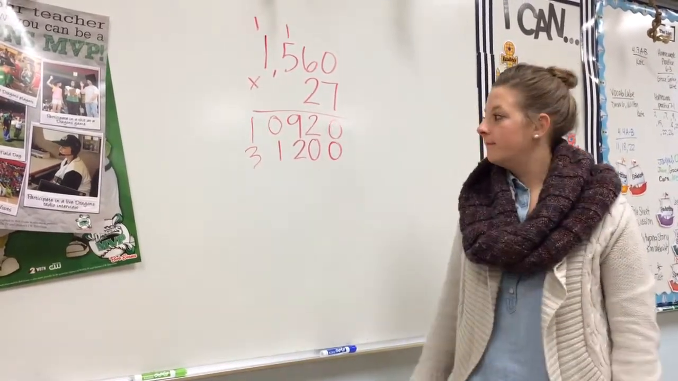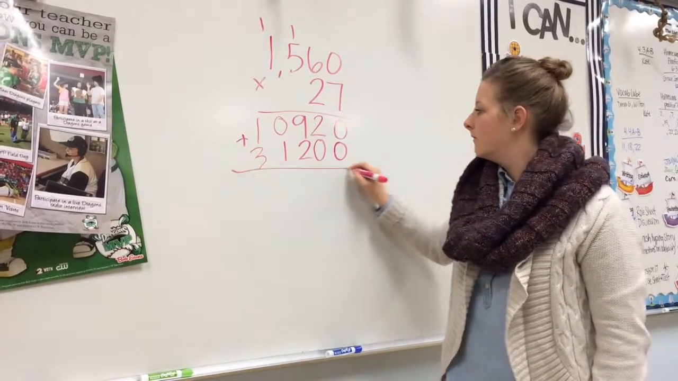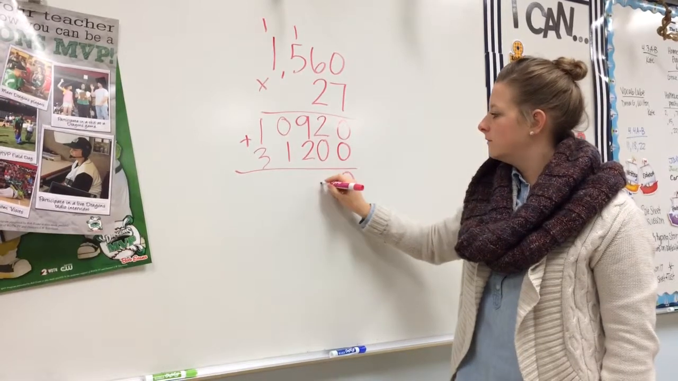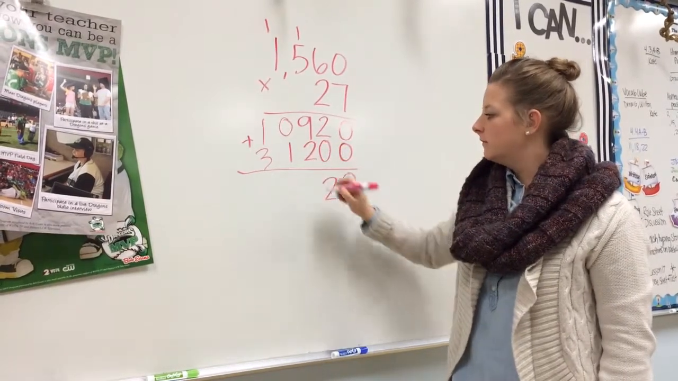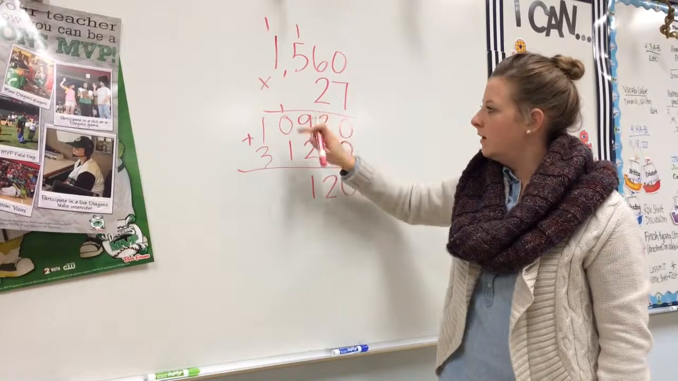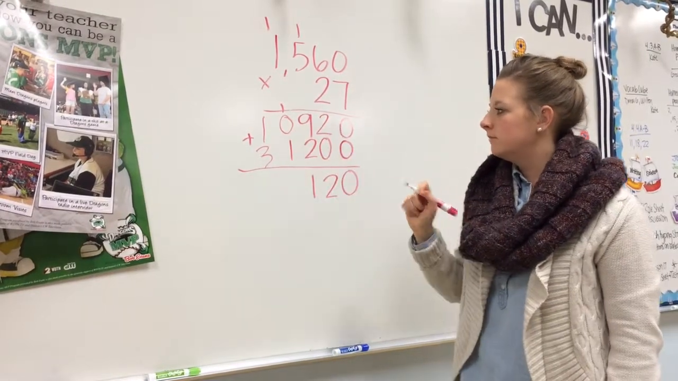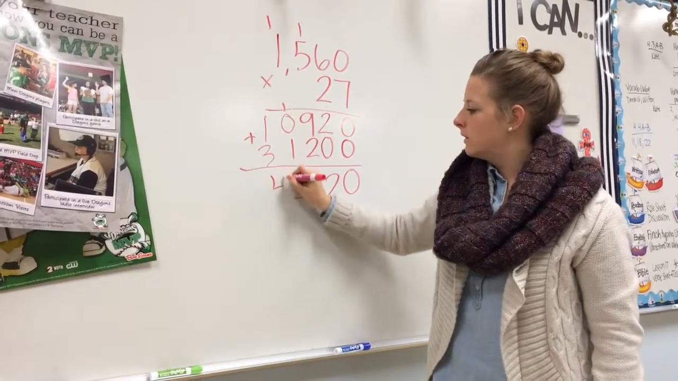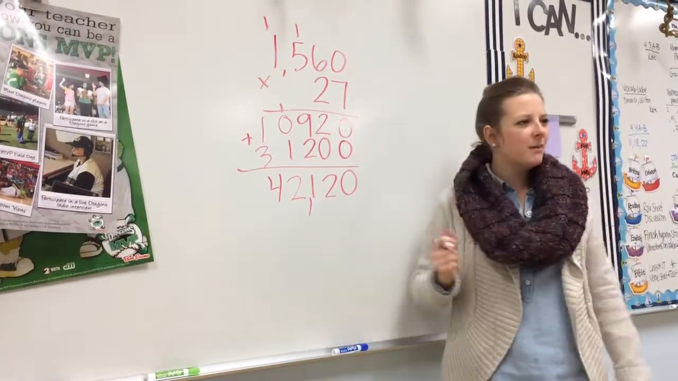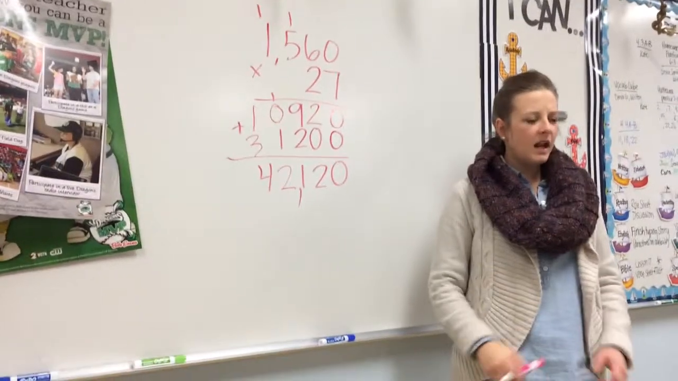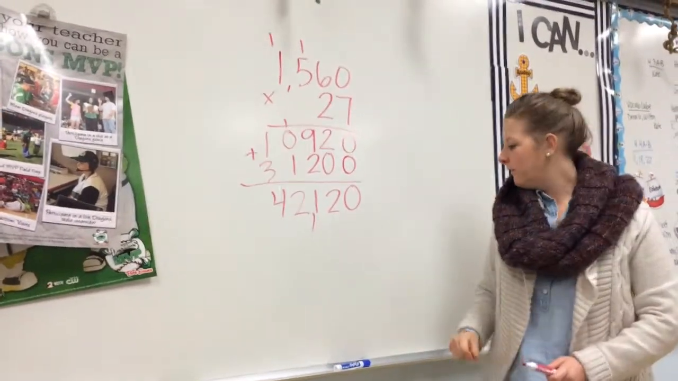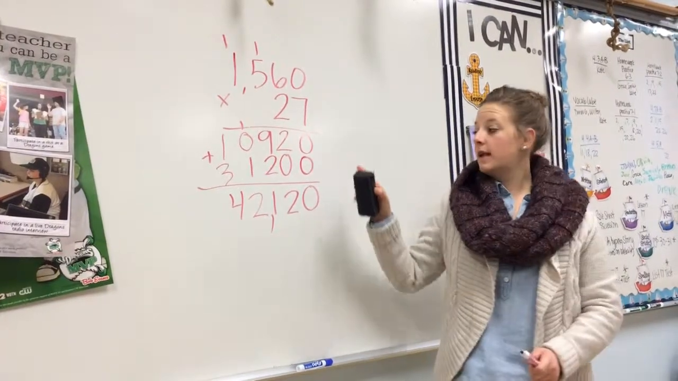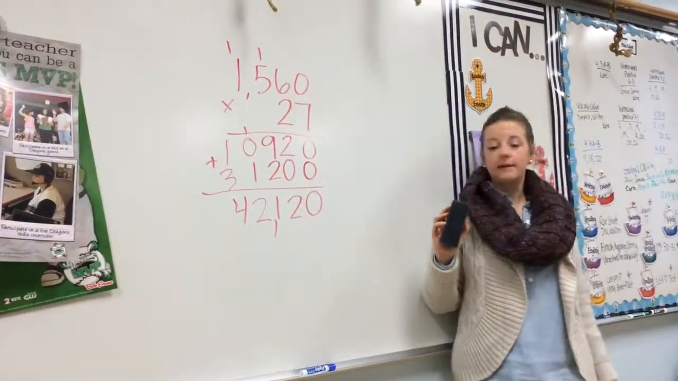And then what? Add. 0 plus 0? 0. 2 plus 0? 2. 9 plus 2? 11. Write the 1. Carry the 1. 1 plus 0 plus 1? 2. 3 plus 1? 4. So there's my answer. That's not really much more complicated, is it? Not at all. Let's just do one more, and then I'll give you guys, that way you'll have plenty of time to work. What answer is that? It's right here, 42,120.